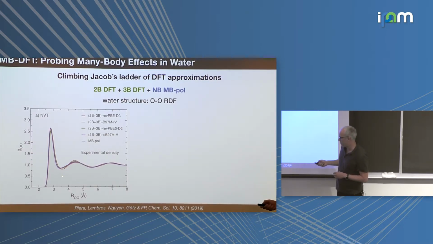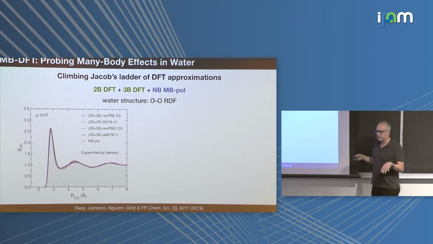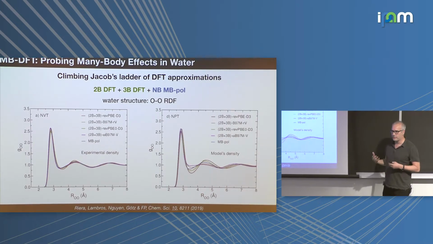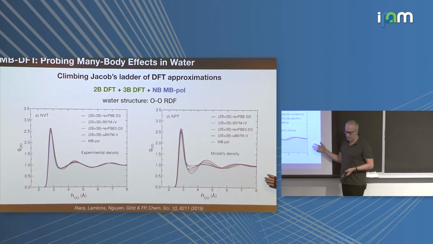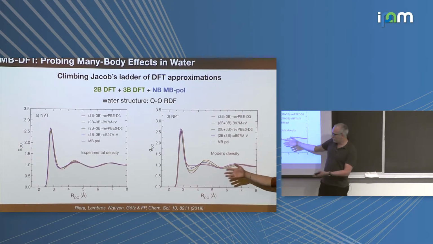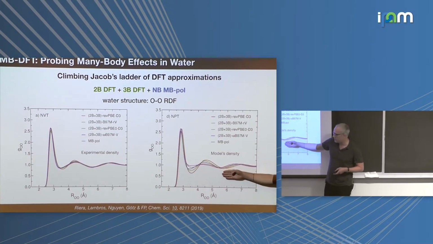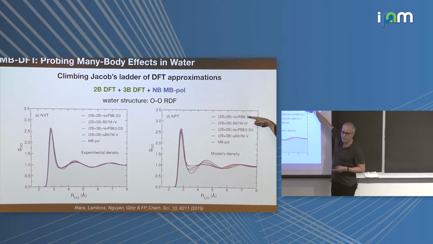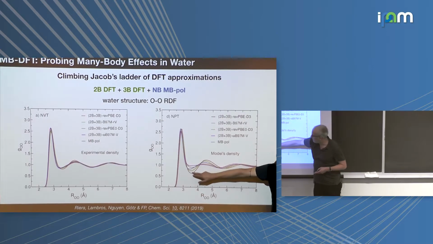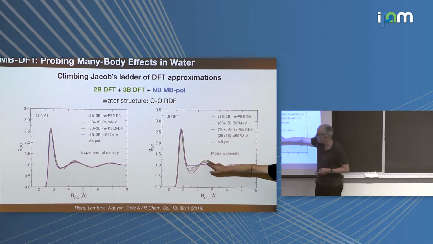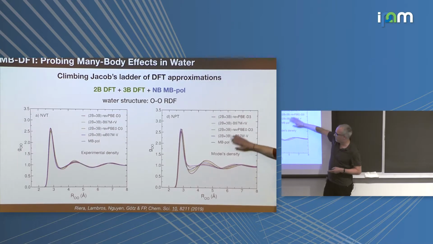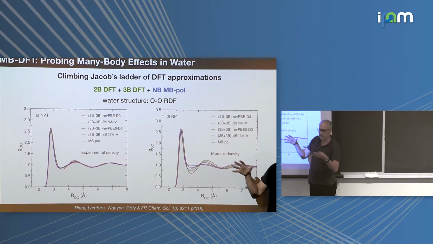In gray is the experiment, in blue is MB-pol, and the other functionals are here. But now I relax the system, and I let the system find its own density. So I perform a simulation in the isobaric-isothermal ensemble, and now you can see that there is a spread. All these four functionals that were overlapping when I forced the experimental density are now providing different predictions. Interesting. The PBE family predicts more ice-like structures. You see it's more defined. The B97 functionals predict a more classical liquid, very dense.